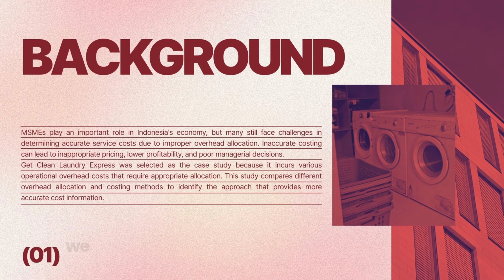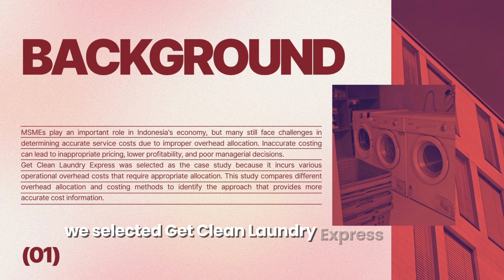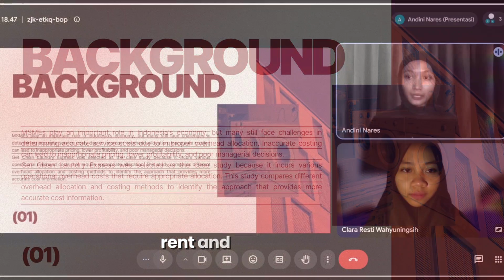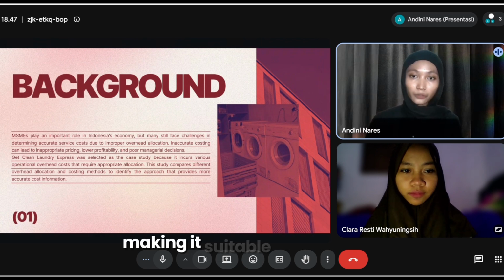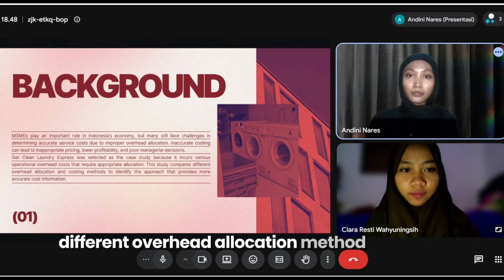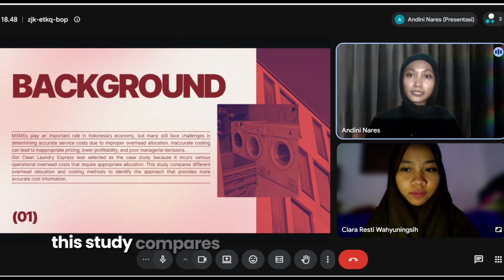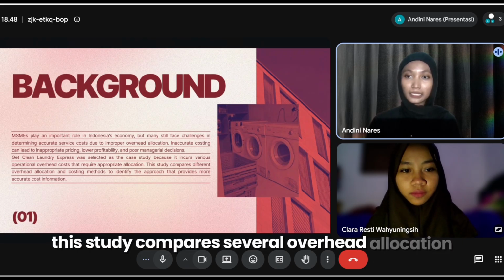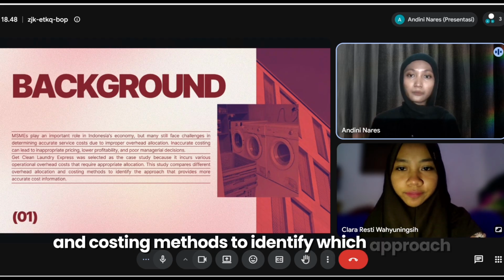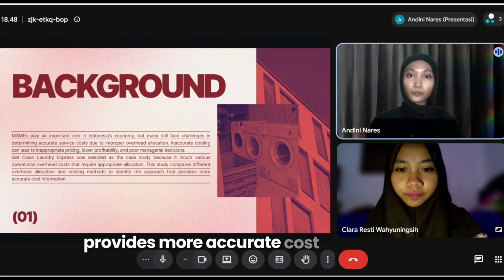For this reason, we selected Get Clean Laundry Express as our case study because this business incurs various operational overhead costs such as electricity, maintenance, rent, and indirect labor, making it suitable for analyzing different overhead allocation methods. Therefore, this study compares several overhead allocation and costing methods to identify which approach provides more accurate cost information.